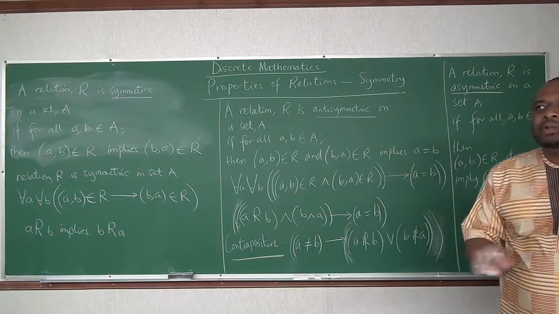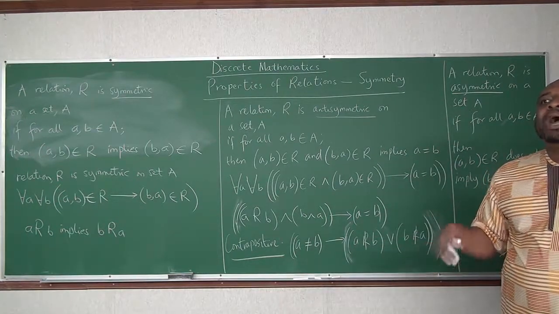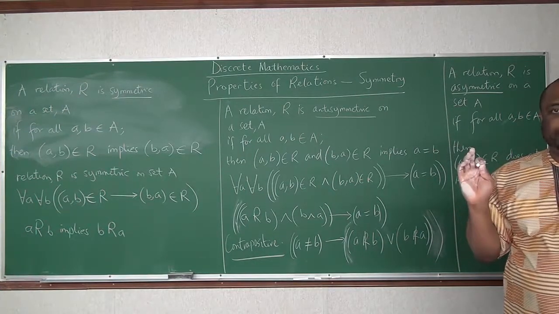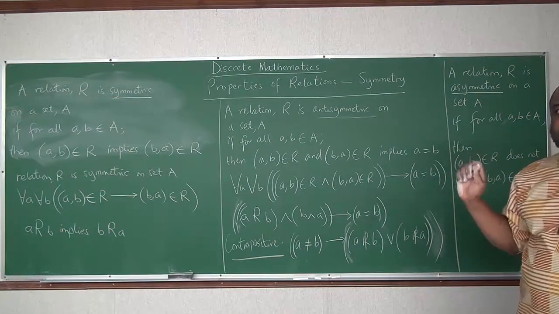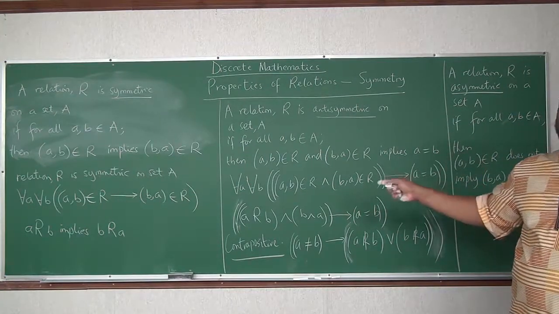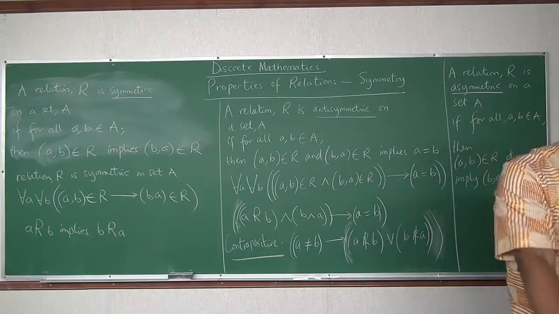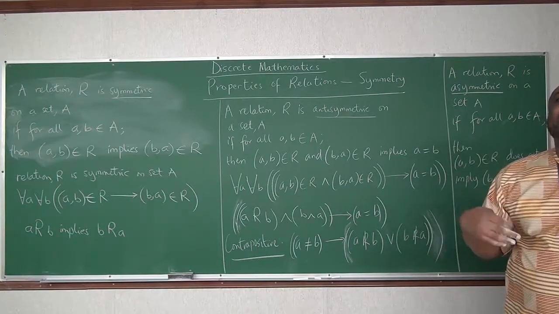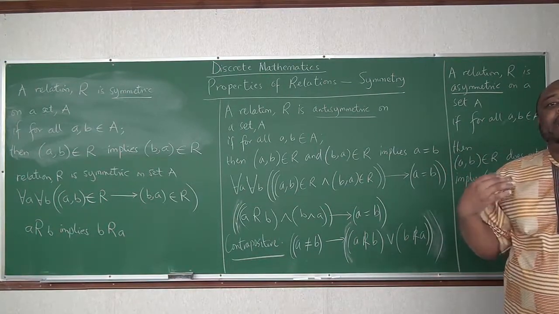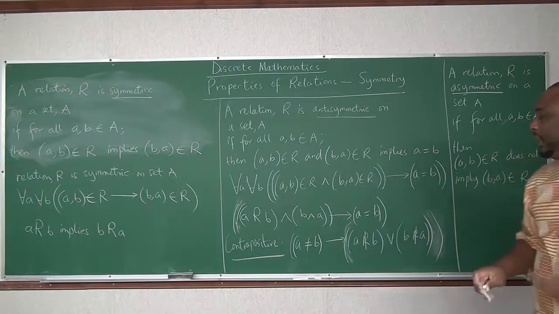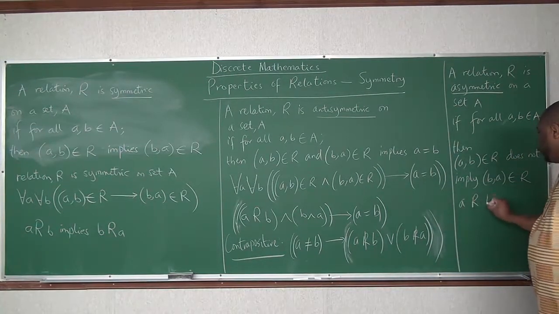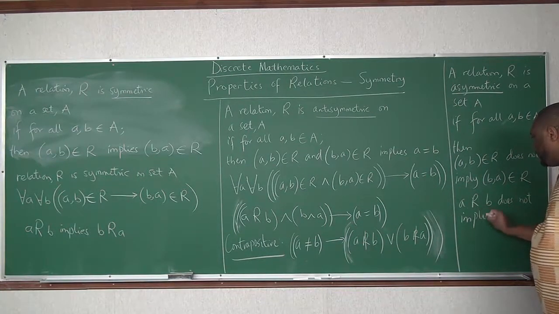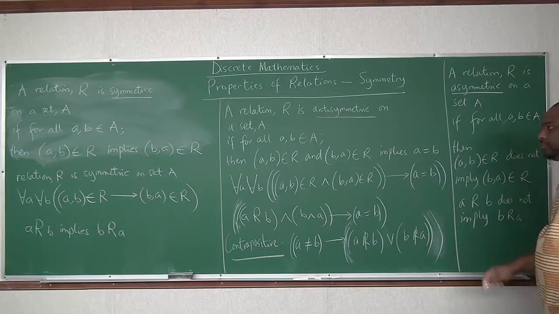You have (2, 3), you don't have (3, 2). You don't even have (1, 1). You don't even have (2, 2). That is asymmetric. Asymmetric means you have (1, 2), you don't have (2, 1). So A relation B does not imply B relation A. You could write it this way.